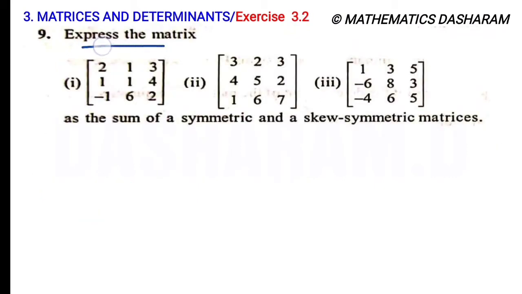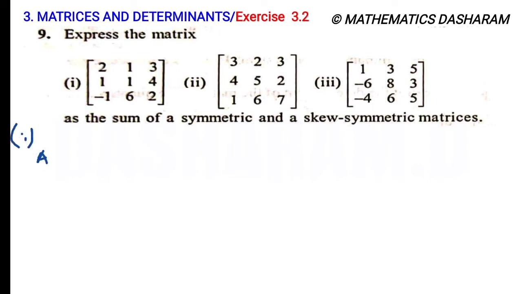Ninth question, express the matrix. Your total 3 questions are given. Every matrix can be expressed as the sum of a symmetric and a skew symmetric matrix. We know very well, if A transpose equals A, then A is called symmetric. If A transpose equals minus A, then it is called a skew symmetric matrix. Before starting this exercise, we have one theorem in our textbook. In that theorem, he said every square matrix can be expressed as a sum of a symmetric and a skew symmetric matrix.